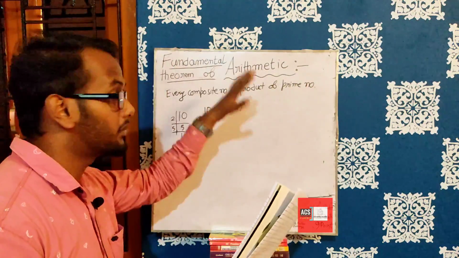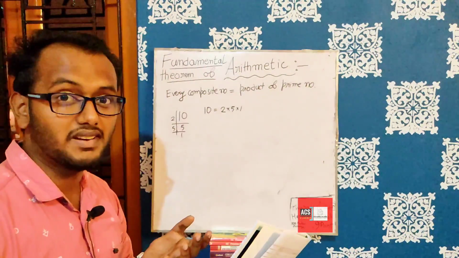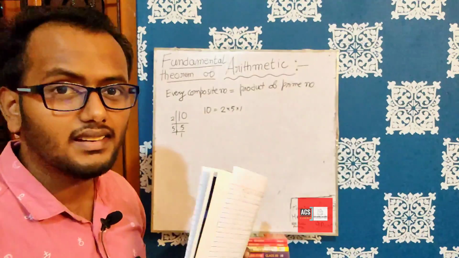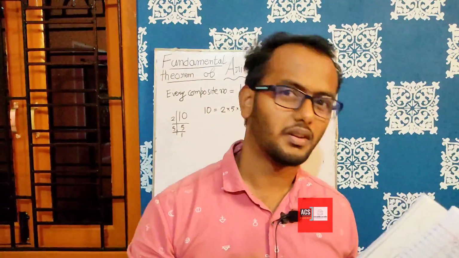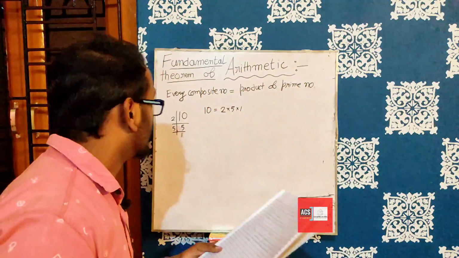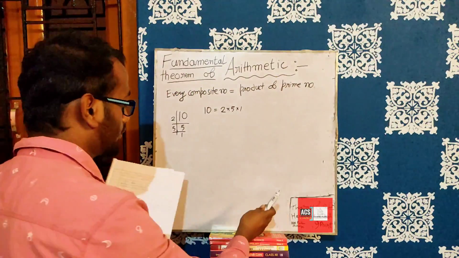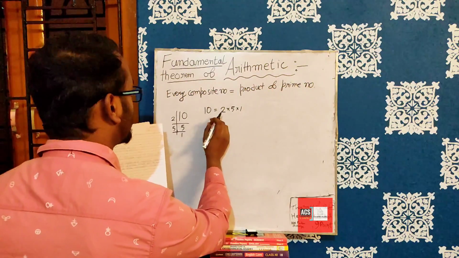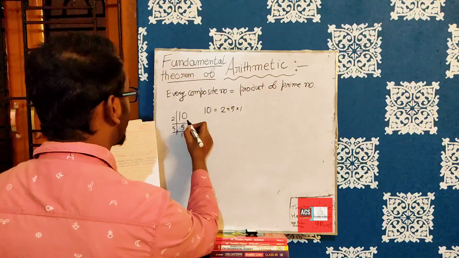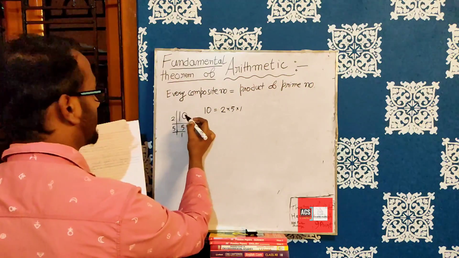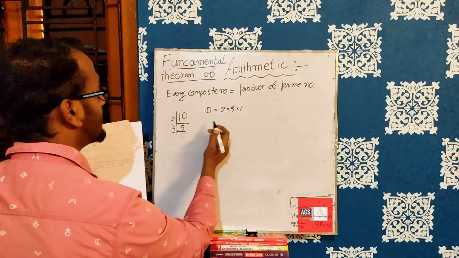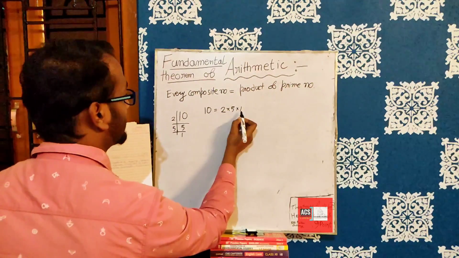This concept is all about prime numbers and composite numbers. If you want a detailed lecture on prime numbers and composite numbers, I'll give you that, so don't worry. They have said that every composite number is uniquely expressed as a product of primes. So if I write the prime factors of 10, we can express 10 as this.